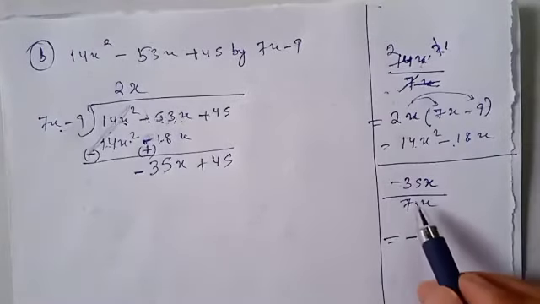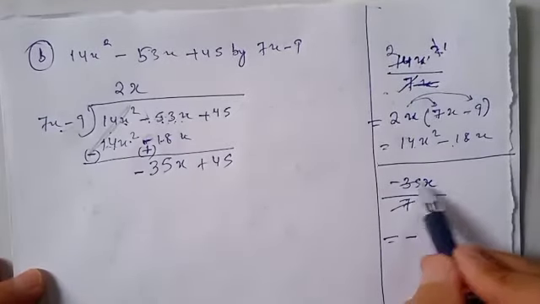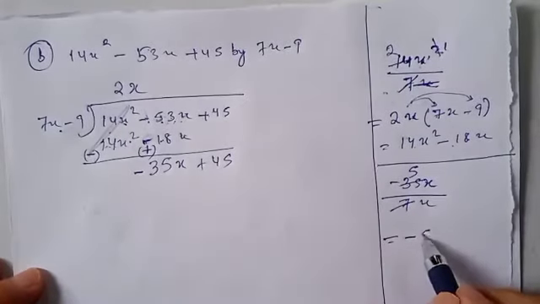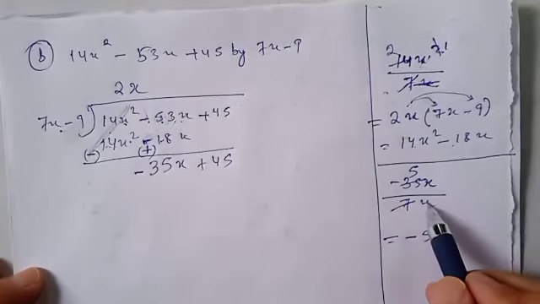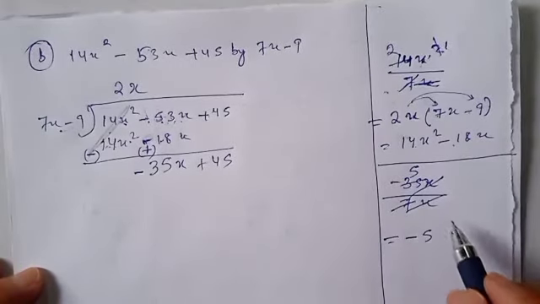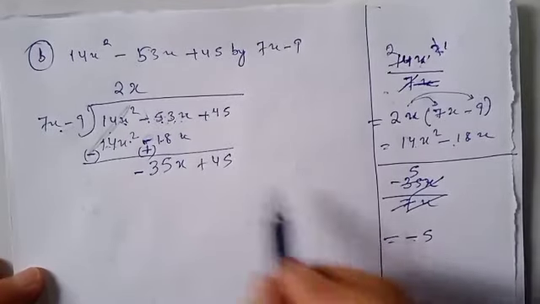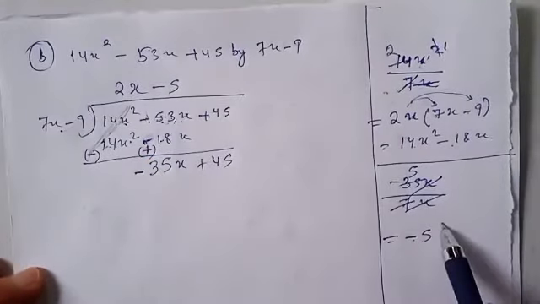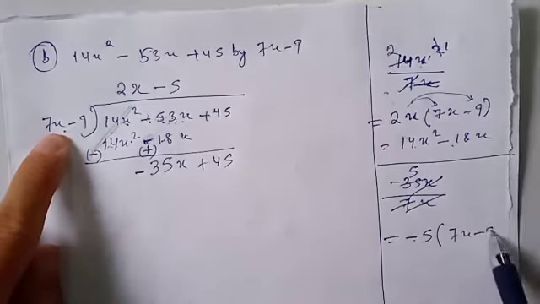What about the number? We have 35 and 7, so we can cancel by 7. 7 times what number is 35? 7 times 5 is 35, so here we write 5. What about the x? In the numerator we have only 1x, and in the denominator we have only 1x, so this x and x we can cancel, right? Okay, so x is already gone, and the quotient is minus 5. Again, this answer times the divisor, we have two terms inside the bracket, 7x minus 9.